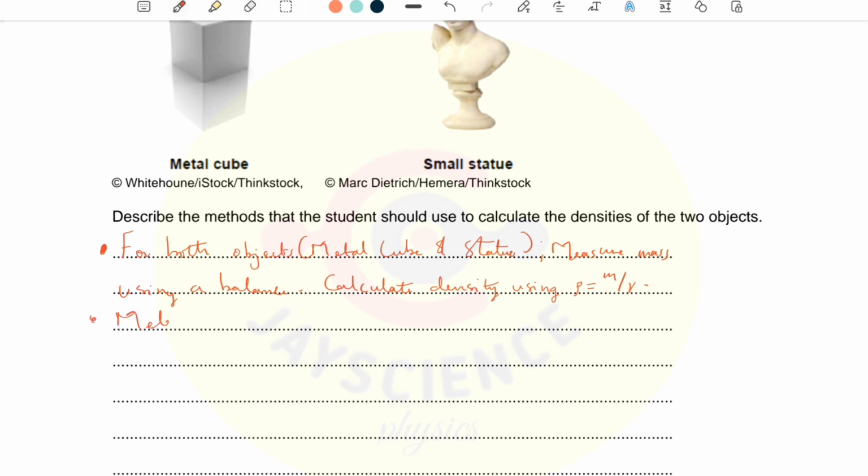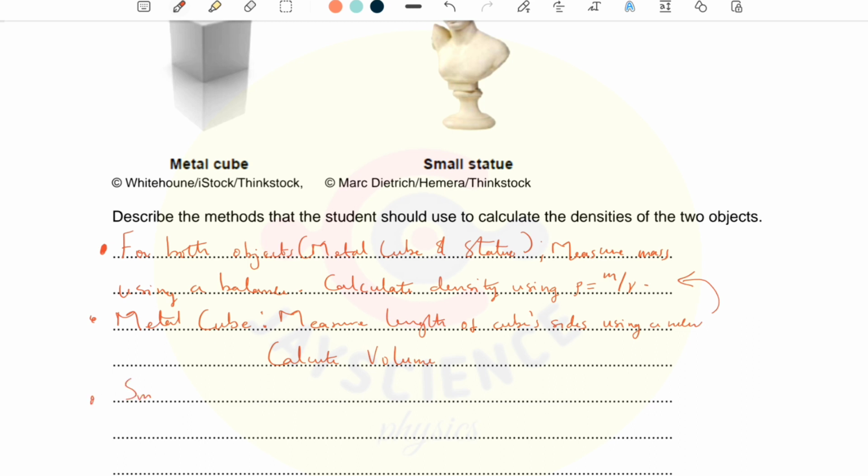And then if you're to pick this one after the other, you have the metal cube. How do you go about this? All you do is measure the length of the cube's sides using a ruler, and then you calculate the volume. Since you have the mass on ground for the metal cube, you calculate the volume and plug that into this equation, you get the density.